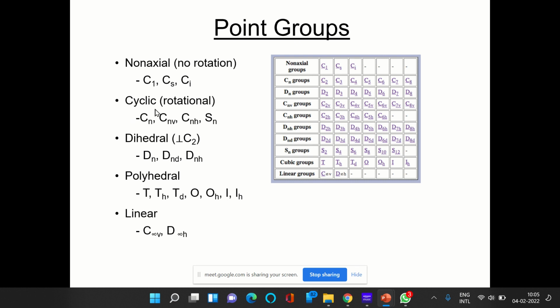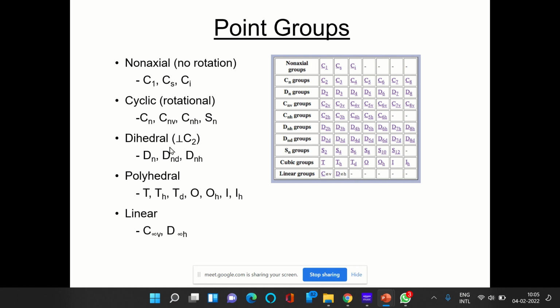And then cyclic groups are those which have a rotational axis Cn, and in addition to that you can have a vertical plane or a horizontal plane, so try to find out. And if a molecule has both horizontal and vertical planes, you will go by the horizontal plane.